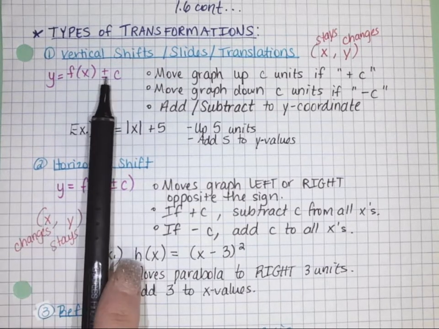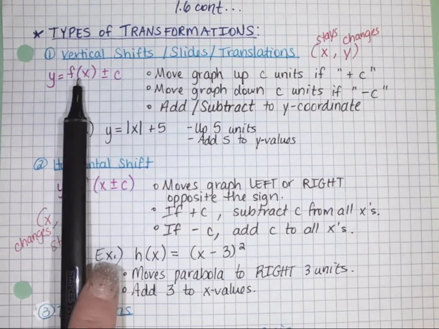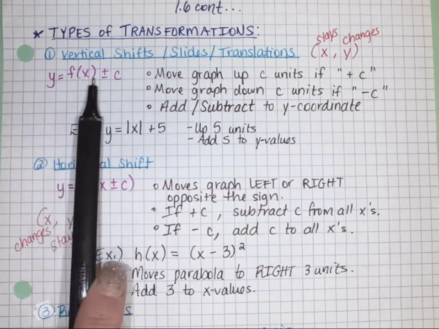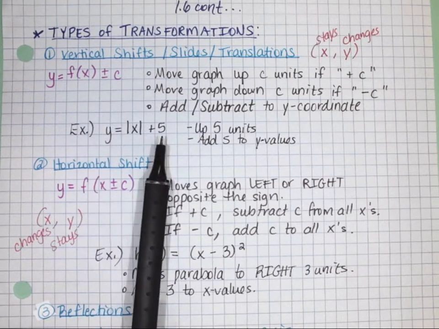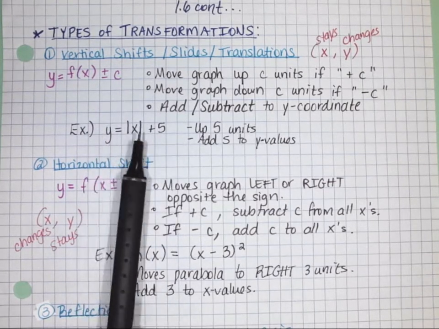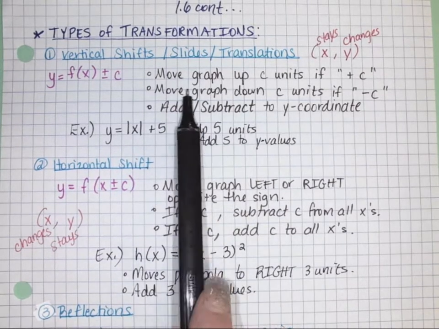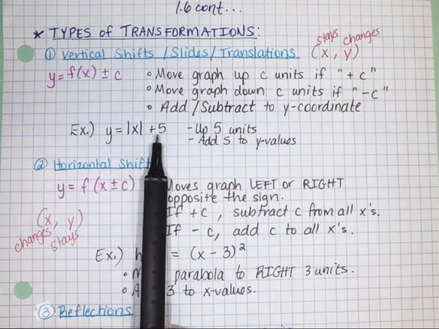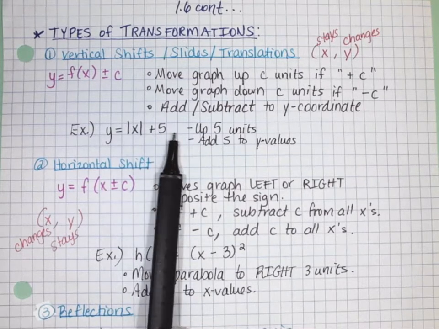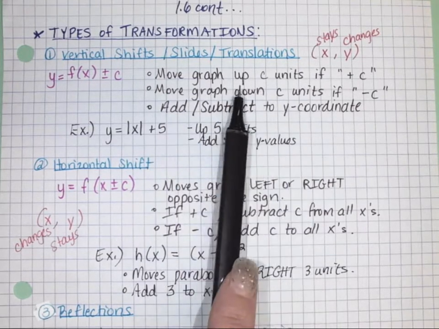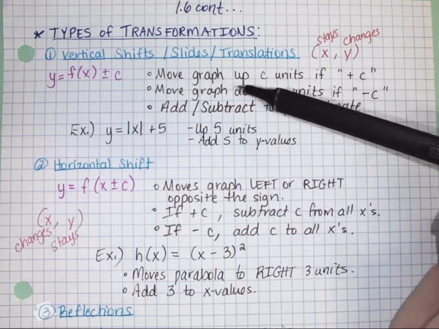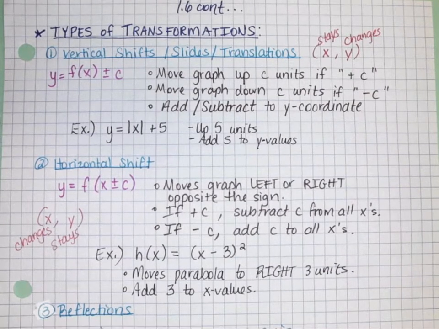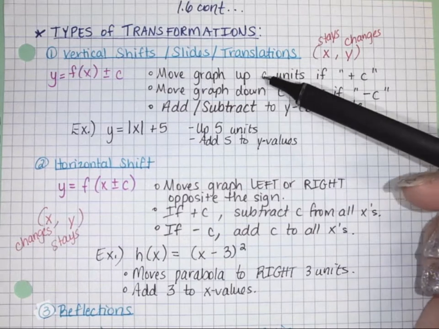A vertical shift in your equation looks like y equals your function, plus or minus some number at the end. So the number has been added or subtracted at the end overall. This simply moves your graph up c units. If you have plus c, or plus some number, it's going to move it up. If you have minus a number, it's going to move it down that many units. So a vertical shift or slide is exactly that. Meaning that if I've got plus 5, I'm moving it up 5 units.